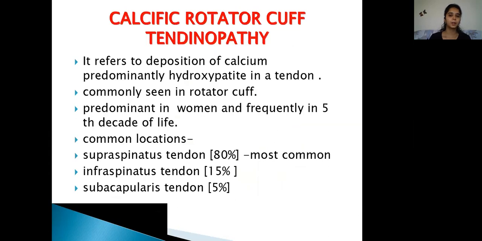Calcific rotator cuff tendinopathy refers to deposition of calcium, predominantly hydroxyapatite, in a tendon. It is mostly seen in the rotator cuff. It is predominant in women and mostly seen in the 5th decade of life. The common locations are the supraspinatus tendon, which accounts for 80% and hence is most common, infraspinatus tendon 15%, and subscapularis tendon 5%.